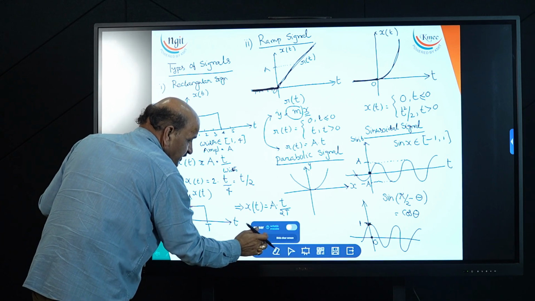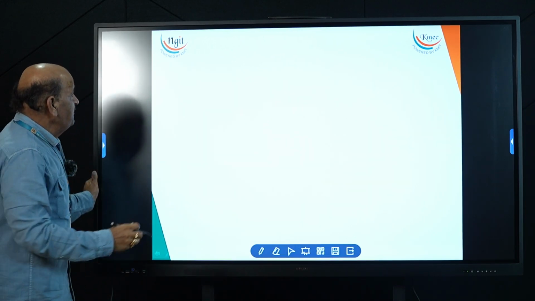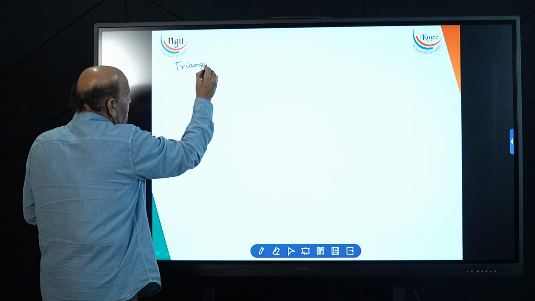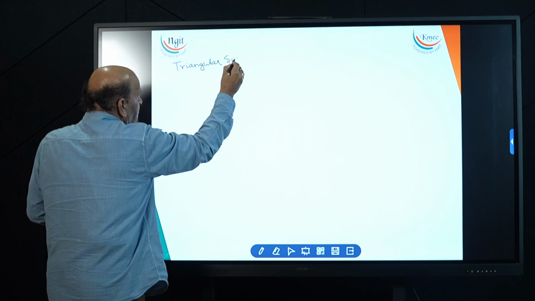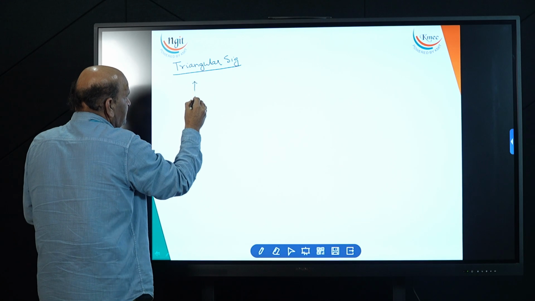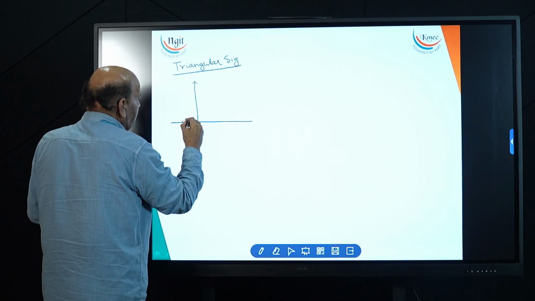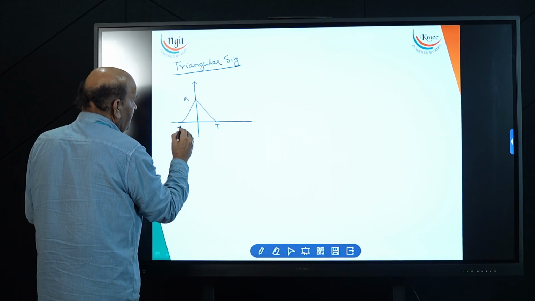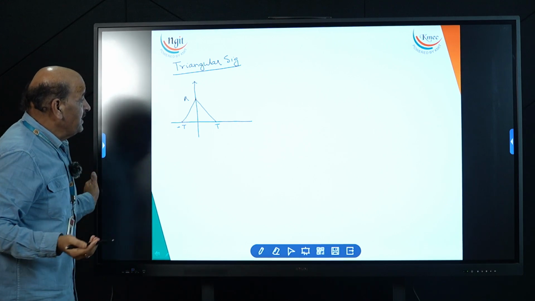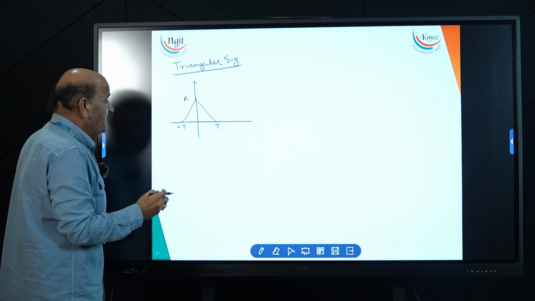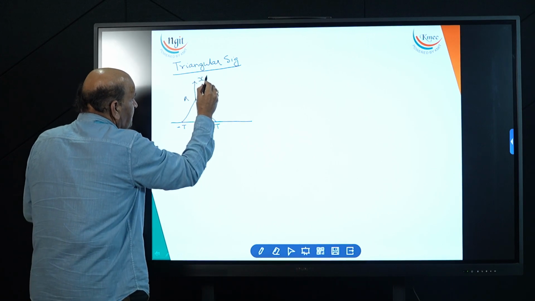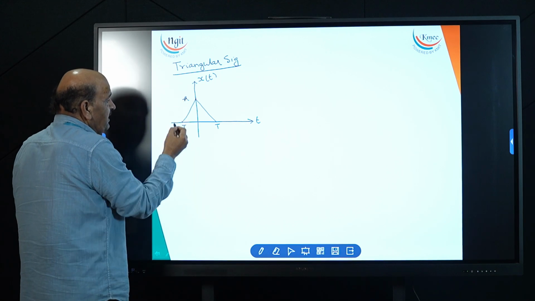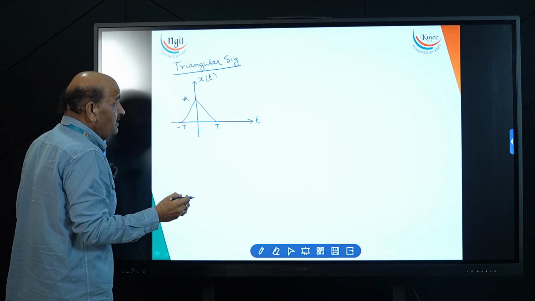Here one more signal is there, that is called triangular signal. For example, just look at this signal, a triangular signal, amplitude A. This is for example T or minus T. How to give a mathematical representation to this triangular curve? This is x of t. Here this is t. Now it is written in A, T and minus T only.